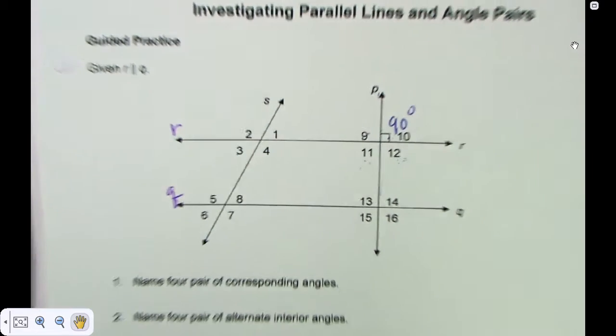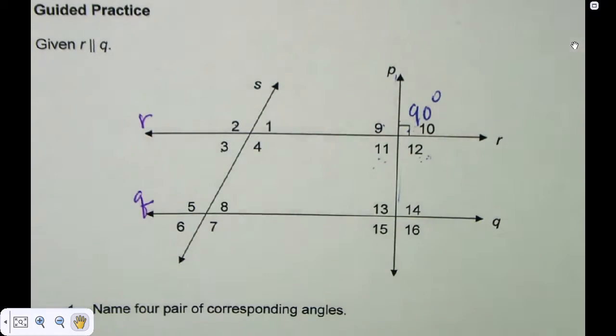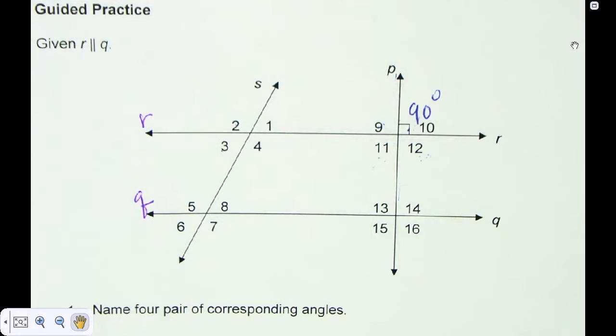Okay, first of all, R is parallel to Q. That's important that we know that. Okay? We're going to be talking about congruent angles right now, the ones that are congruent. These are all congruent angles that I'm about to talk about.